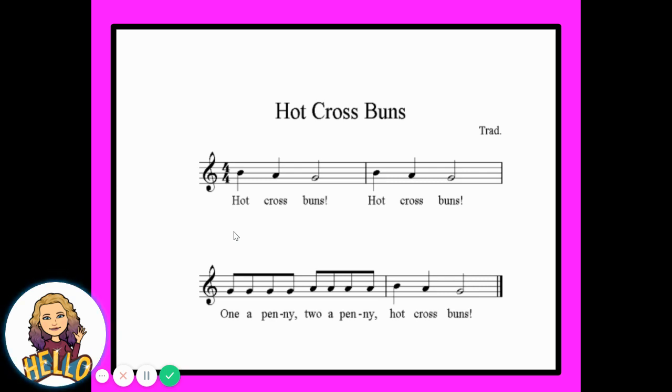So those are some musical symbols that we're going to start off with. There's a little quiz I want you to take to see how well you remember those symbols.